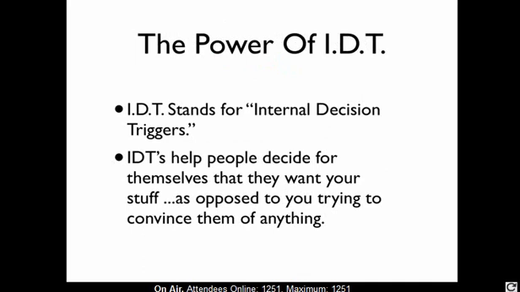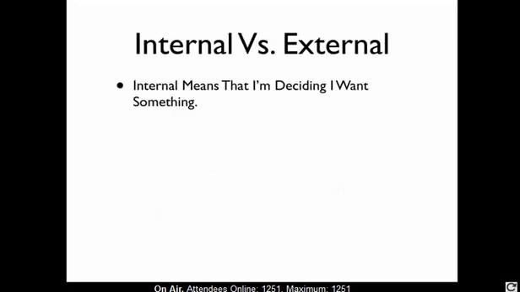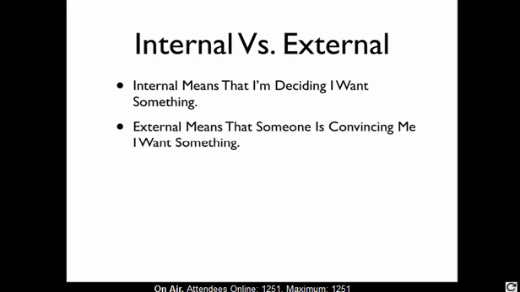Internal decision triggers help people decide for themselves that they want your stuff as opposed to you trying to convince them of anything. In other words, internal decision triggers pull people towards you as opposed to you pushing your stuff towards them, right? So here's why this is powerful. An internal decision trigger means that you're deciding that you want something. That's what I mean by internal. You are the one deciding, right? I'm deciding I want this, okay? External means that another factor has caused you to make the decision, usually another person, right? So external means that someone else is convincing me that I want something.